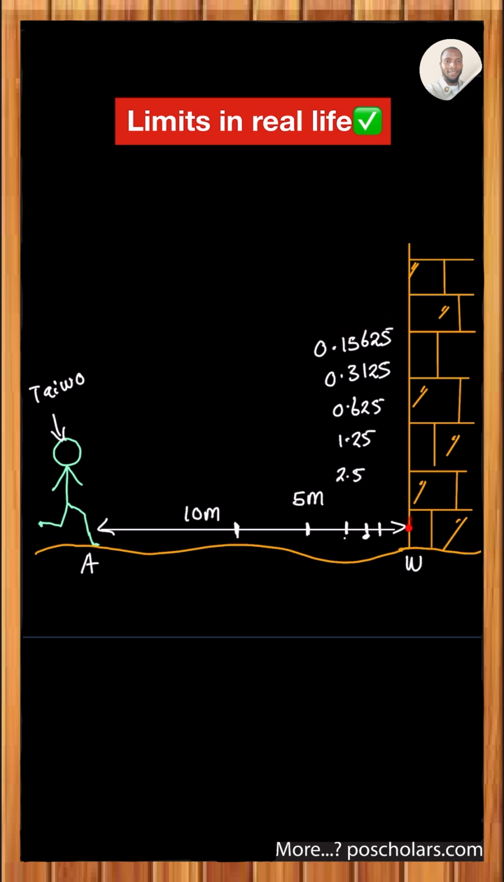You will see that if we continue to apply this rule, Taiwo will never get to the wall, right? Taiwo will never get to the wall, because you will never get 0. It simply means Taiwo will never touch this wall, but he will keep getting very close to the wall.